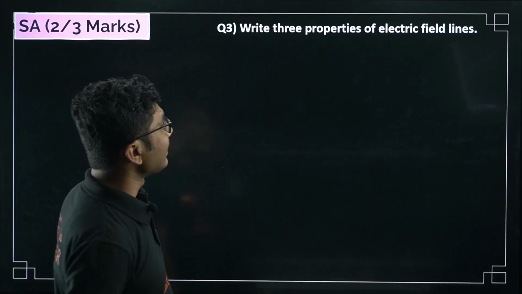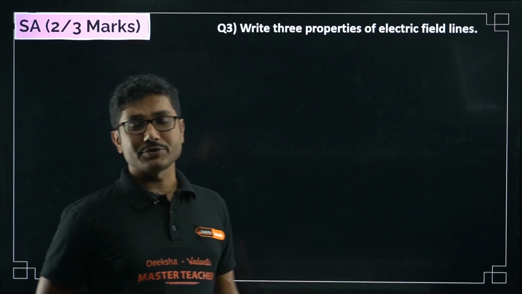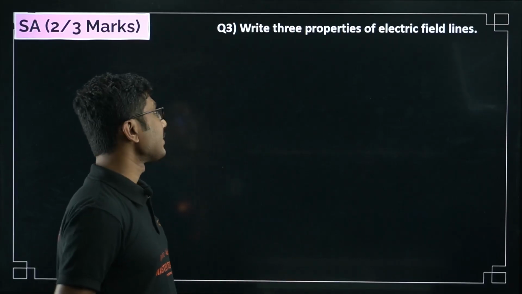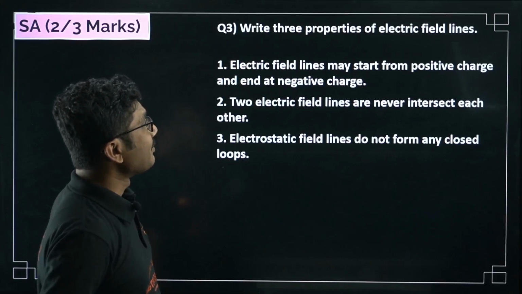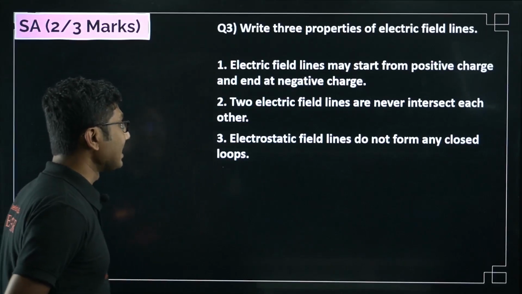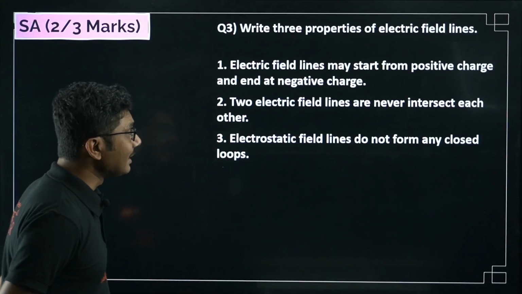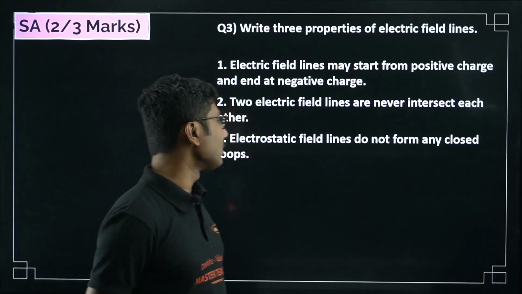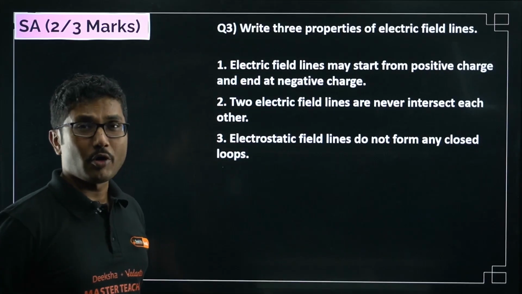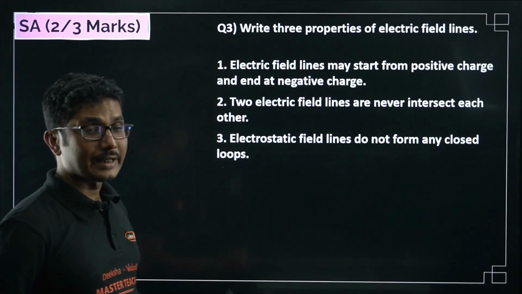Next, 3 properties of electric field lines. Another very common question. Students are always waiting for such questions. Let's see. Electric field lines start from positive charge and end at negative charge. 2 electric field lines never intersect each other. Electrostatic field lines do not form any closed loops. So these are the 3 important points for electric field lines.